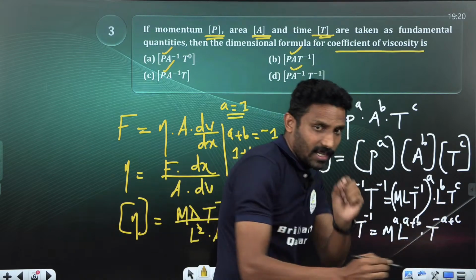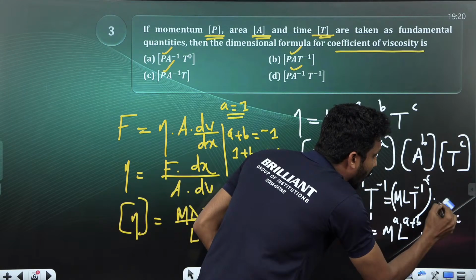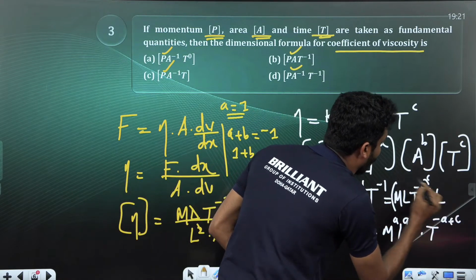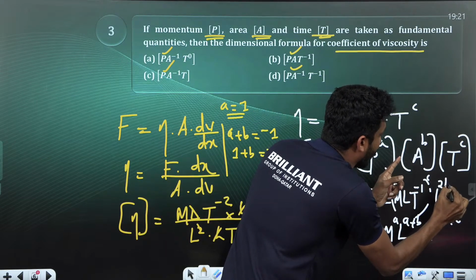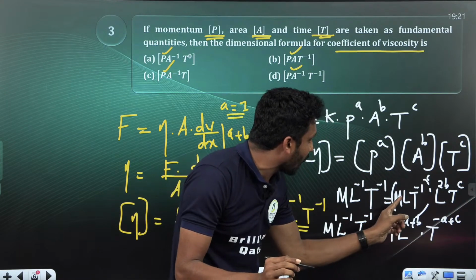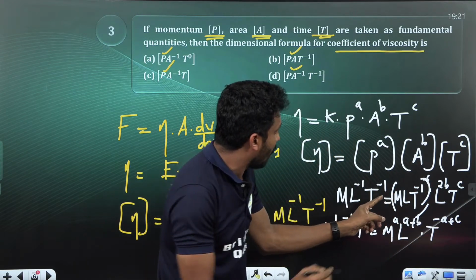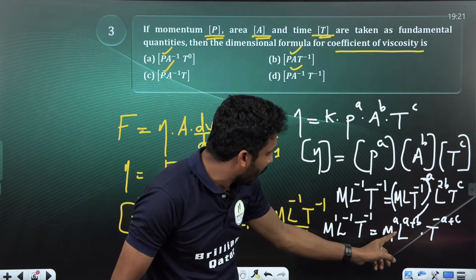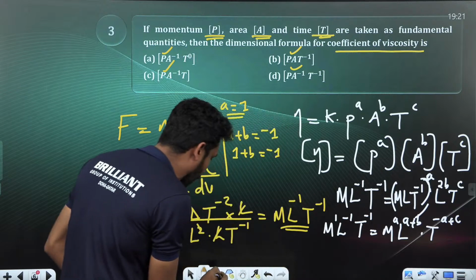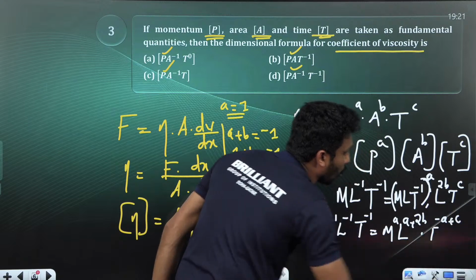Yeah, one mistake is here, a small mistake here. The dimension of area is L square only. Okay, L square. So this one is L square, see. This one is L square raised to B, that is L raised to 2B, then T raised to C. Now it is M raised to A, okay. Then L raised to A plus 2B only. This one we can place this 2B, okay. Then T raised to minus A plus C.